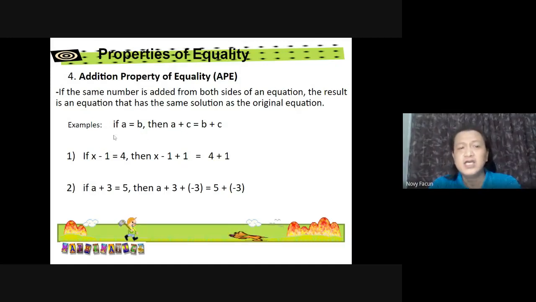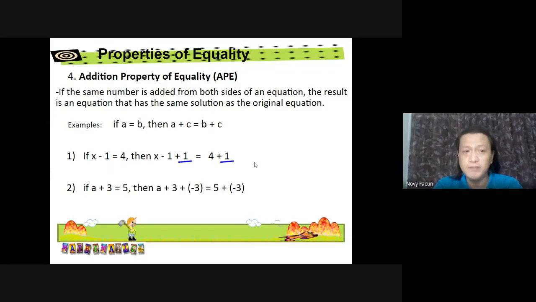Example natin, no? If A equals B, and then A plus C equals B plus C. So, kung mapapansin ninyo, nag-add ako ng C both sides. Example natin, number 1. If x minus 1 equals 4, then x minus 1 plus 1 equals 4 plus 1. So, kung mapapansin ninyo, ano yung in-add ko sa left tsaka right? Okay, that is correct. 1, nag-add ako ng 1 sa left side. Ganon din dapat sa right side. That is the addition property of equality. Therefore, pag sinimplify ko yan, x equals 5 na lang.